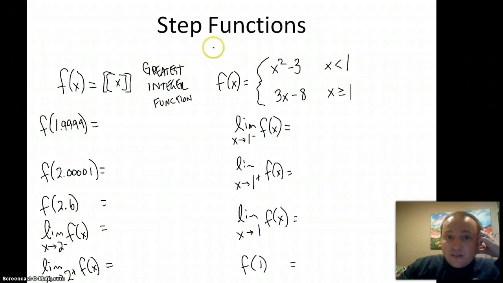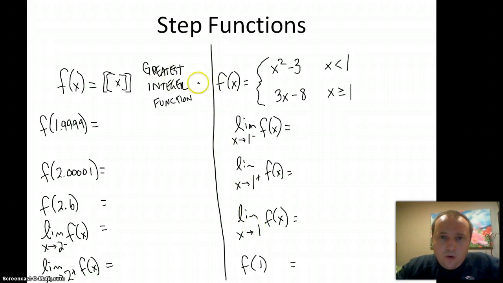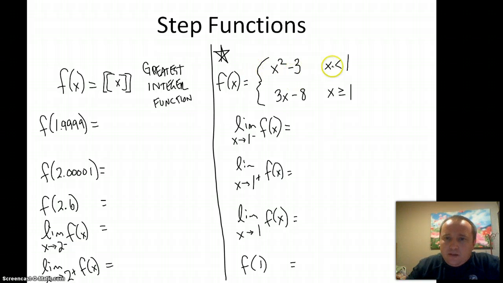Next, we're going to look at functions that are non-continuous or at least have steps in them. So we'll deal with this one on the right side first. The left side one is new to a lot of you. It's called the greatest integer function. We'll come back to that. So what we're going to do is think about this here. I've got two functions, one up above, x squared minus 3 and 3x minus 8.